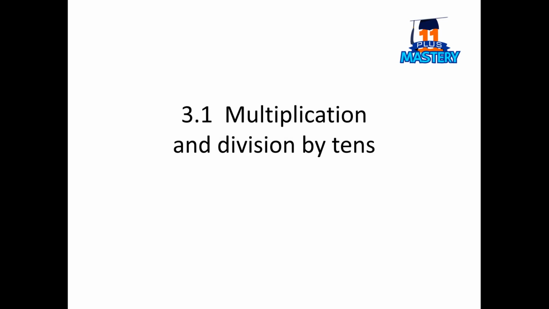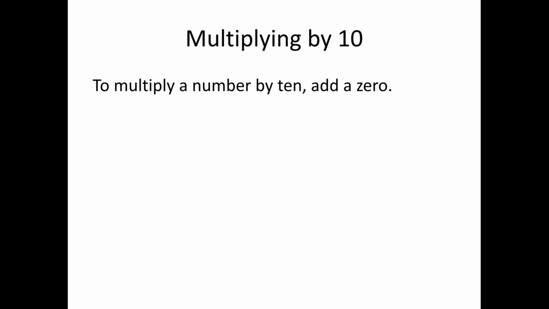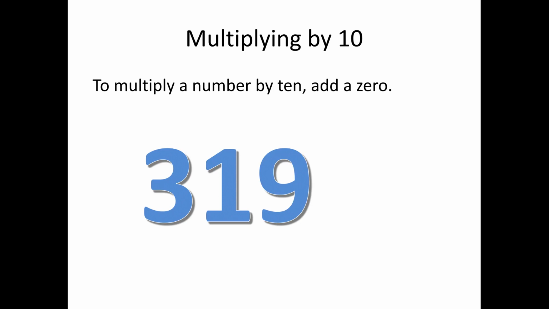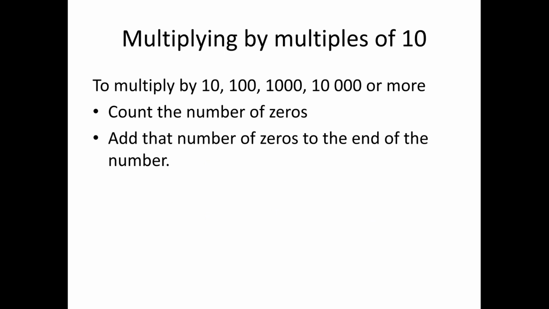Multiplication and division by tens. To multiply a number by 10, we simply add a 0. So if I have 5, to times by 10, I add a 0, and the answer is 50. If I have 319, to times by 10, I add a 0, giving myself 3,190.